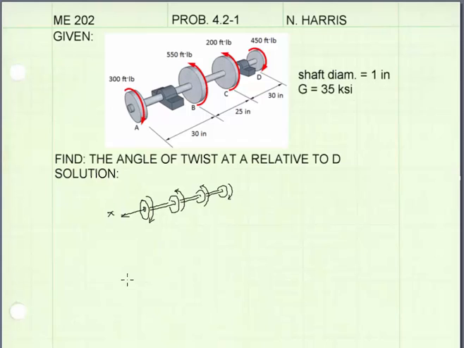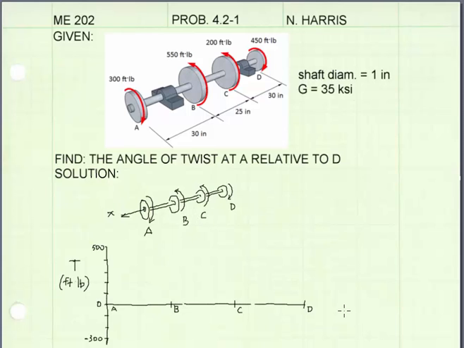I'll begin this problem by identifying the positive direction for our torques. If we draw the x-axis as shown, and using the right-hand rule, the torques at A and D will be negative, and torques at B and C will be in the positive direction. I've now prepared my axis for drawing the internal torque diagram.